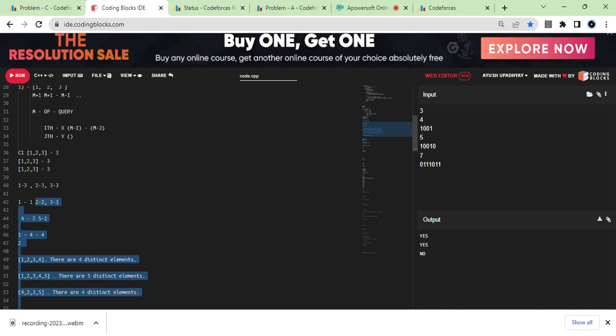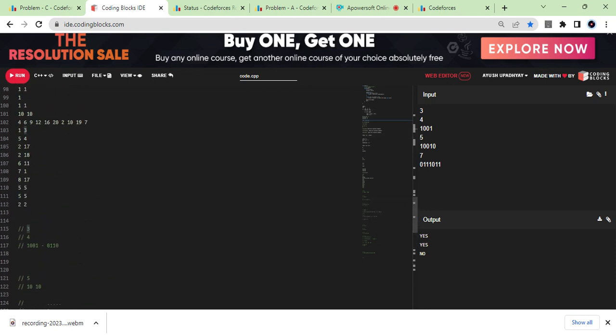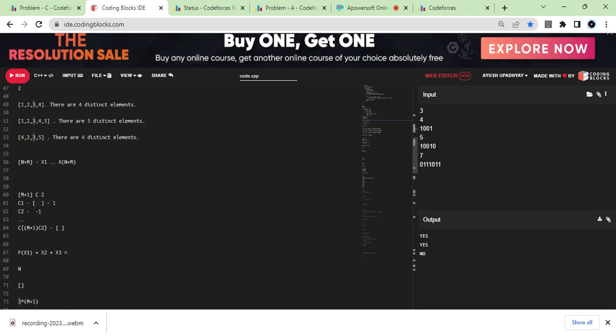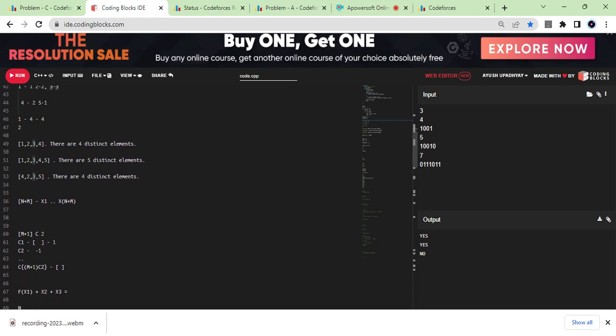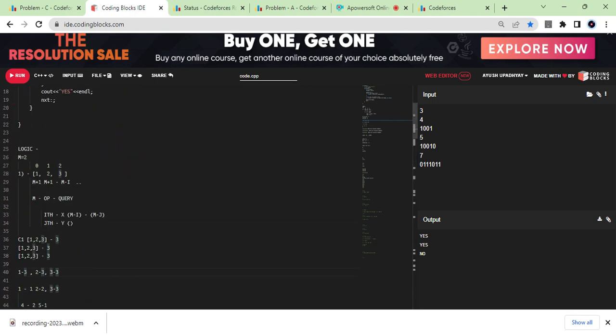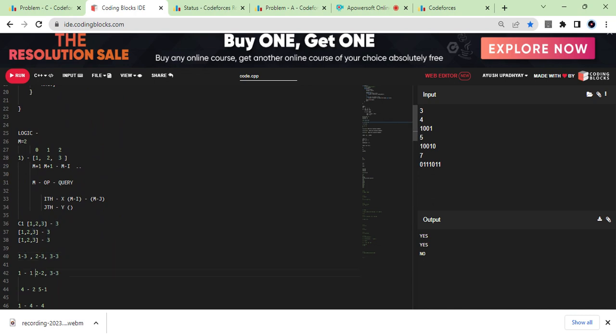So how will I be calculating my answer from this? Now I need to concatenate these with themselves, right? That is the next part of what we have to do after having this. Okay, 1 is occurring one time, 2 is occurring two times, 3 is occurring three times, 4 is occurring two times, 5 is occurring one time.